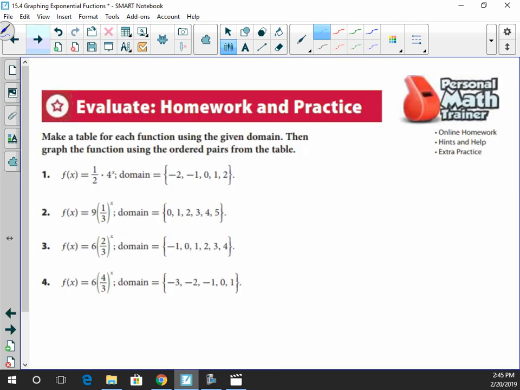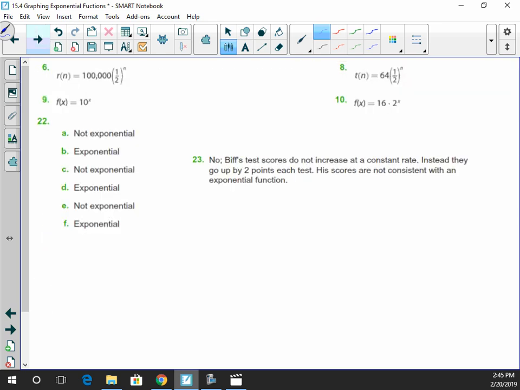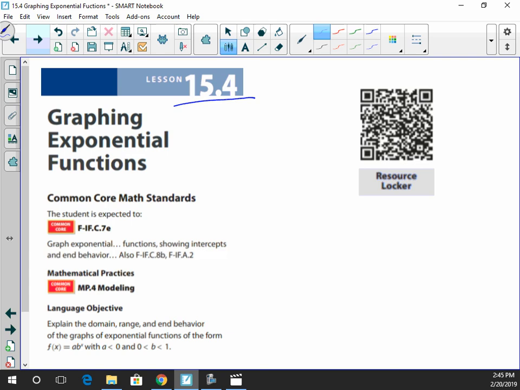Let's get into our graphing portion for today. So let's go back to this. All right, so 15.4 is the lesson out of your online textbook. We're talking about graphing exponential functions. We're only going to look at 4 graphs today. And we're going to look at this thing called end behavior in some of them.